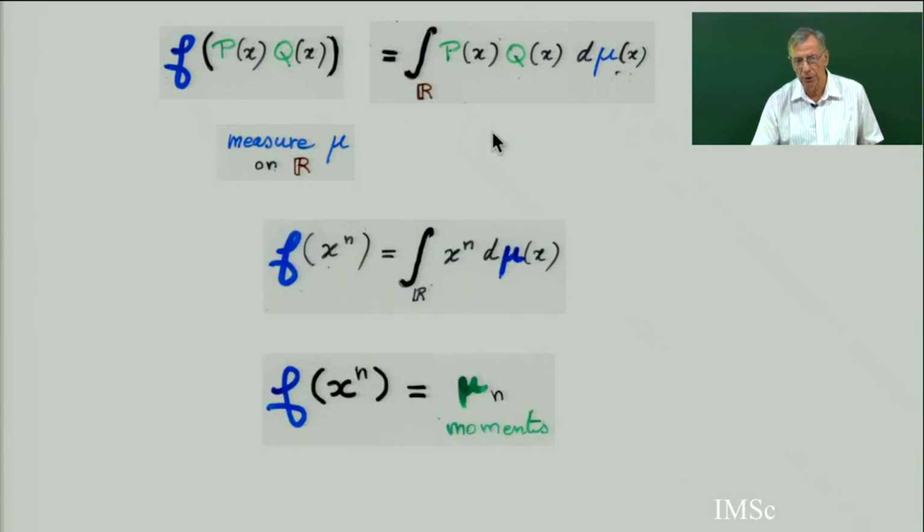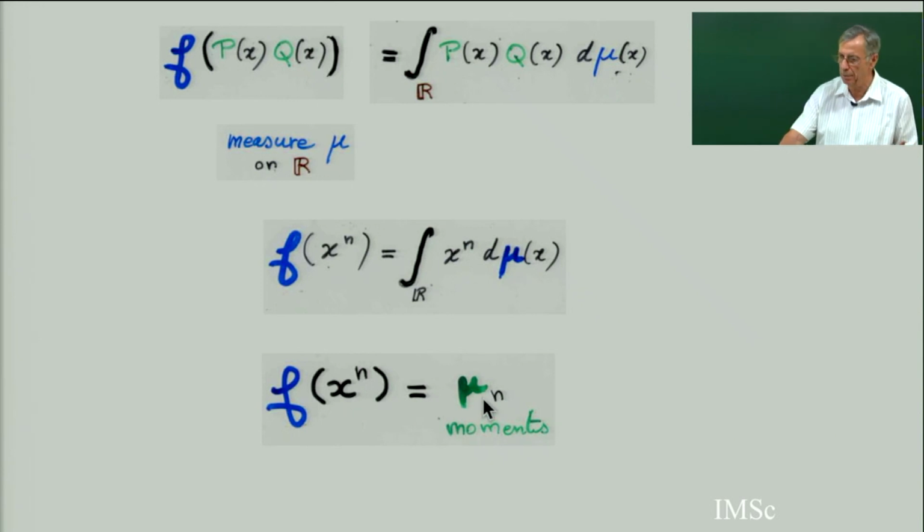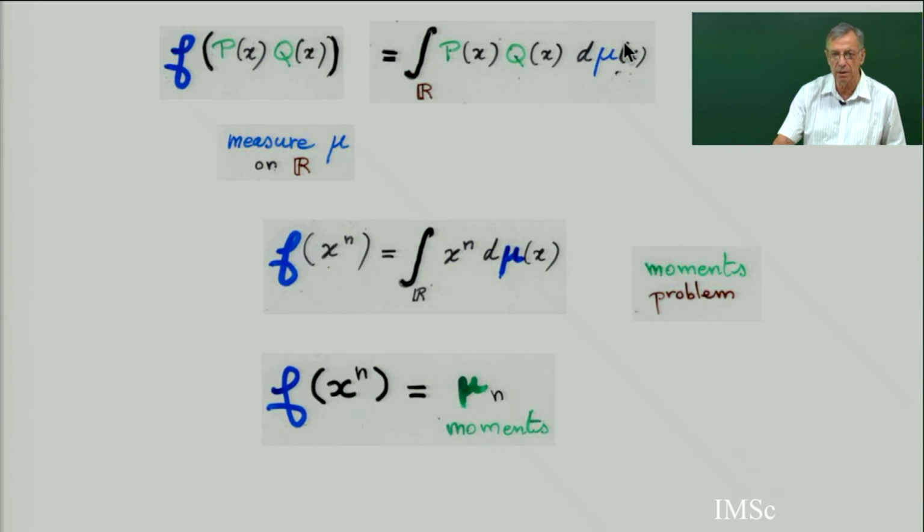So this scalar product, in fact, is defined. There is a function f. If I apply it to x to the power n, this gives me this definition. So f of x^n are called the moments. In the classical theory of orthogonal polynomials, they are called the moments of the orthogonal polynomial. And there is a very famous problem in analysis: if you know the sequence of moments, the mu n, how to find the measure of the orthogonality.